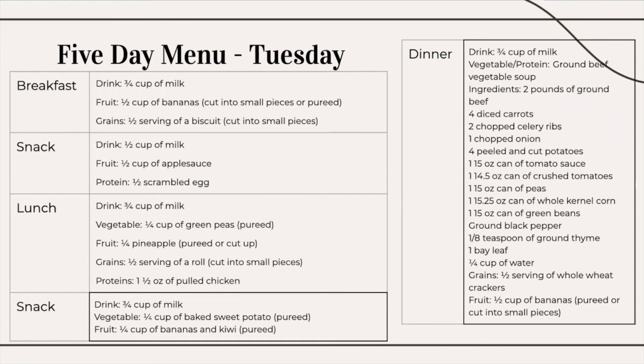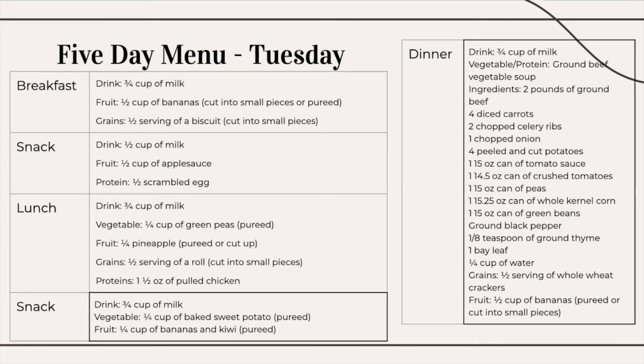And then for lunch, they could do 3/4 cup of milk, 1/4 cup of green peas pureed for their vegetable. Then for their fruit, they could do 1/4 of a cup of pineapple pureed or cut up. And then for their grains, they could do a half a serving of a roll and cut that into small pieces. And then for their proteins, they can do 1.5 ounces of pulled chicken or cut up into small pieces, whichever is easier for the child.